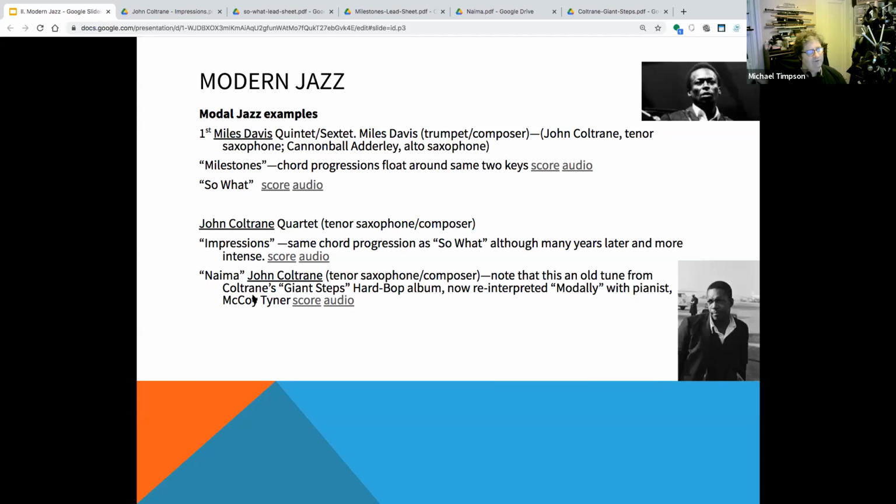And this last one is showing how modal jazz affected the interpretation of even standards. So here's John Coltrane playing Naima many years later. And of course, as I said, Naima was actually on that Giant Steps album, but now reinterpreted more modally. So they take these chord progressions that are moving very slowly, but within it playing very, very fast, even though it's a slow song. And it shows how modal aspects of playing help them reinterpret even the older music.